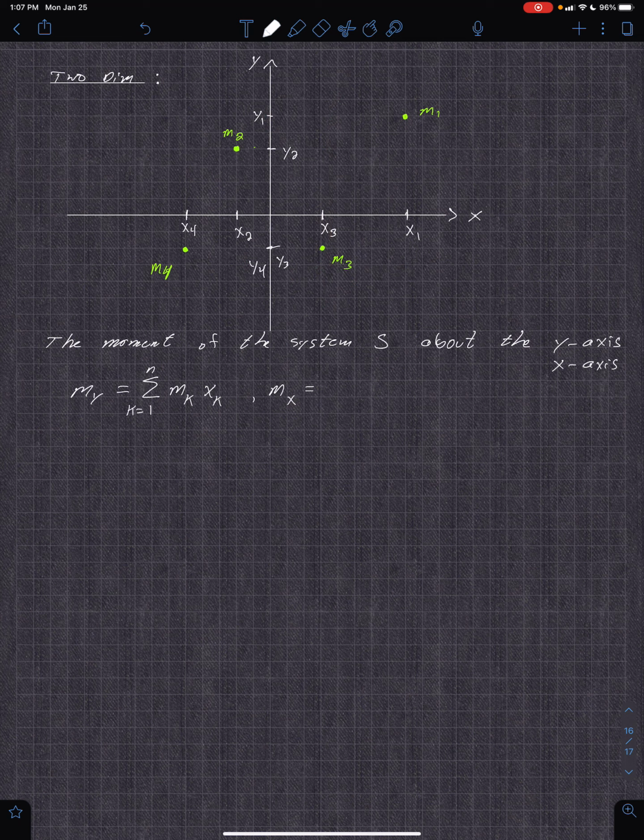And the good thing is it can be very confusing because of the y here and x here, but you don't have to memorize it. Of course, in this format of the class, it doesn't matter. Anyway, so moment about the x is the sum as k goes from 1 to n of the masses, m sub k, times y sub k.